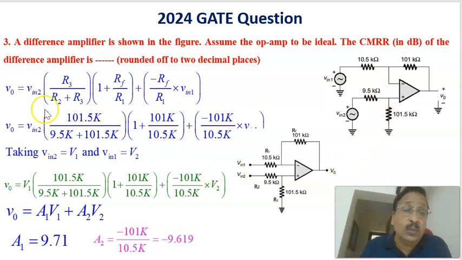Now coming to the output voltage, first we have to consider when this voltage is present, that is, when V in is present here.